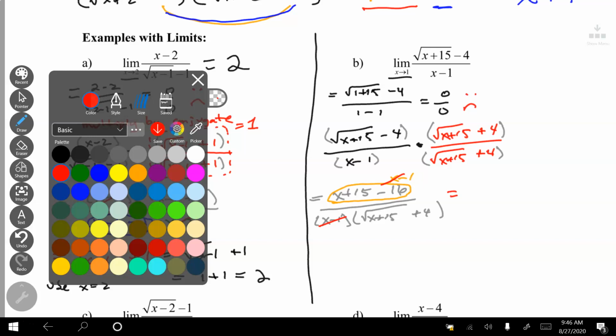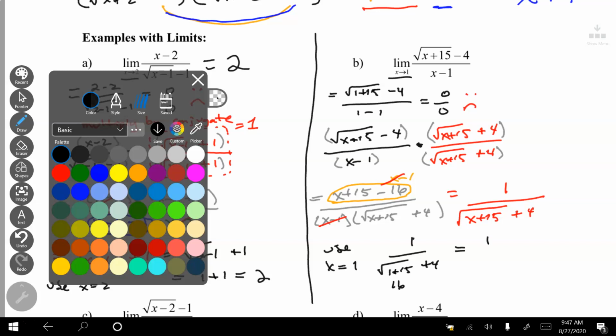When something cancels on top, it's not blank. There's got to be a 1 left over. So you're left over with a 1 over the square root of x plus 15 plus 4. And now we will use x equals 1. I get 1 over square root of 1 plus 15 plus 4. Well, this is 16, so I get 1 over 4 plus 4, or I get 1/8. Okay? It's a lot of algebra work, but you better get used to some algebra work.